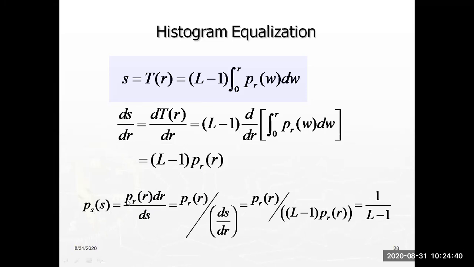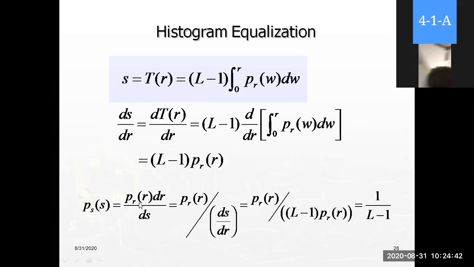So the probability density function of S is given by the probability density function of R divided by ds. Simply, this is the probability density function of the input pixel value. So here PR of R is our input value. We know it already, and we have just calculated ds by dr. So this ds by dr is replaced with L minus 1 into PR of R. If you replace it, PR of R and PR of R cancel, and it is given by 1 by L minus 1.